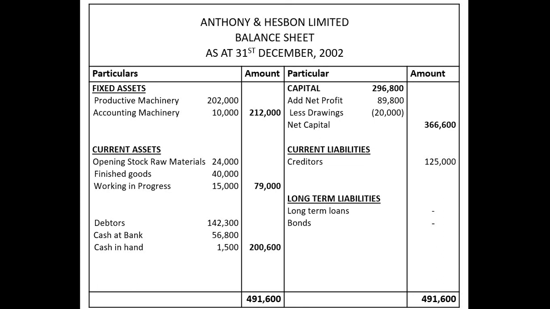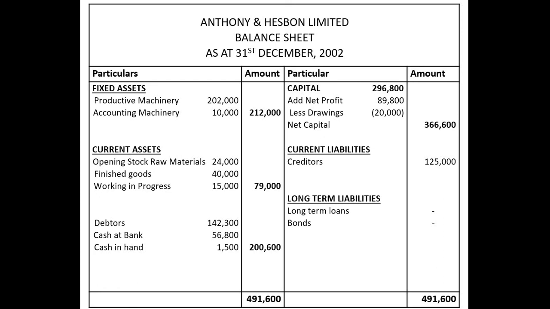Somebody may be asking why we add net profit to the capital and we subtract the drawings. Profit, when plowed back to the business, increases the capital structure of the business. Drawings reduces the capital structure of the business, and that is the reason why drawings is subtracted and profit is added.